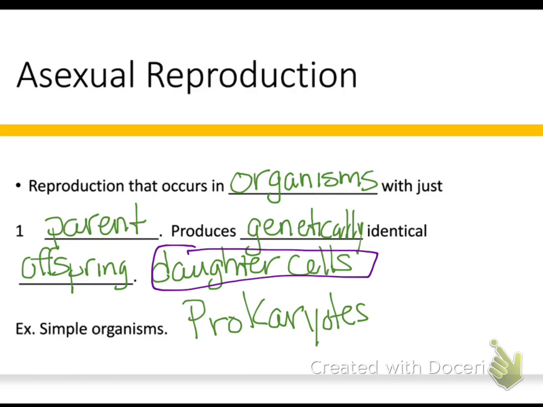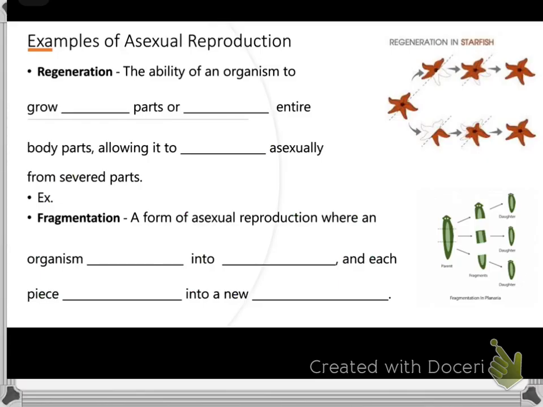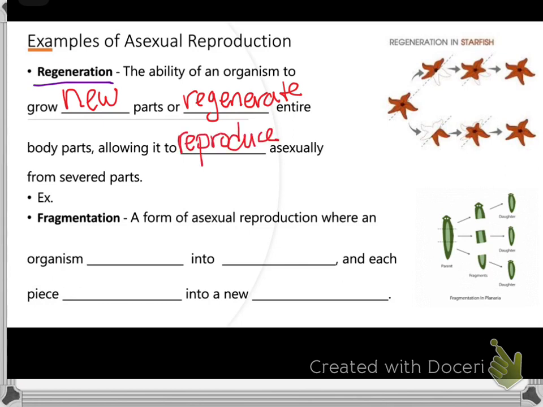Now we're going to give some examples. So first we have regeneration. That's the ability of an organism to grow new parts or regenerate, which is why we say it's regeneration. It's regenerating an entire body part, allowing it to reproduce asexually from severed parts.